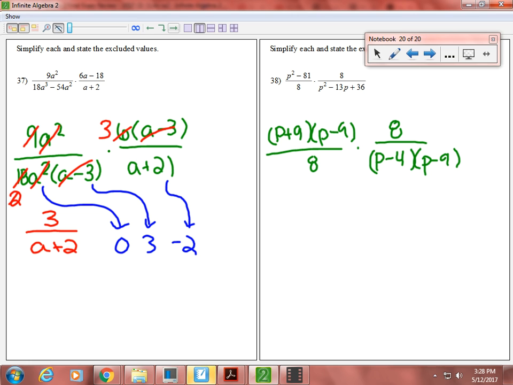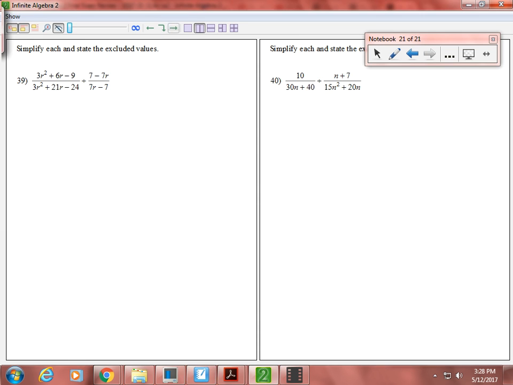Okay, so things that are going to cancel out. The 8s are diagonal. The 9s are diagonal. So what I'm left with is p plus 9 over p minus 4. My restricted things that I can't have are 4 and 9. The next ones are division. Okay, so remember we have to flip and multiply by the reciprocal.